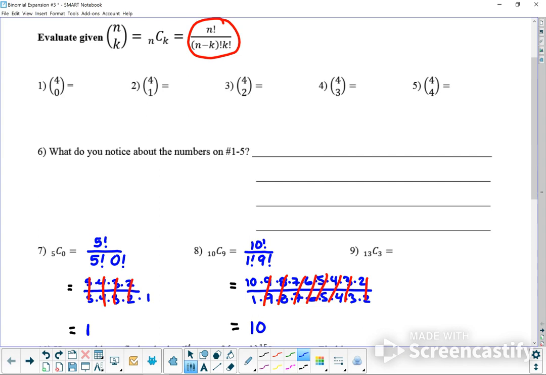So you have 10 things. How many different ways are there to choose 9 things? And there are 10 ways to choose it.